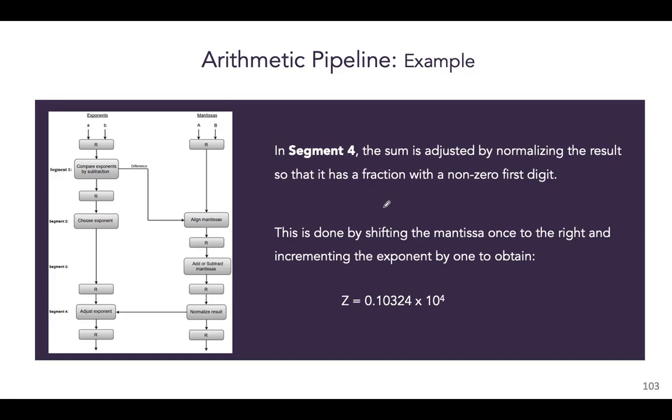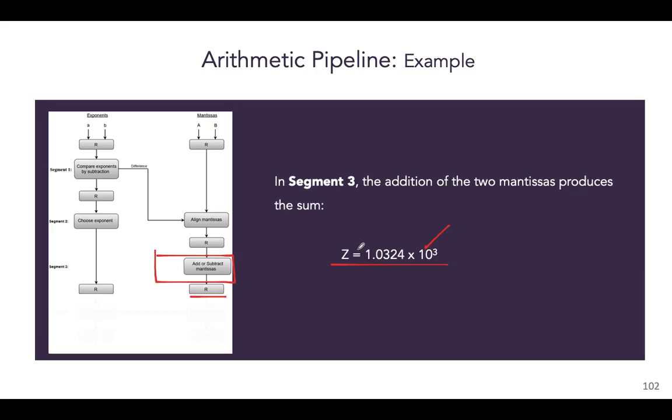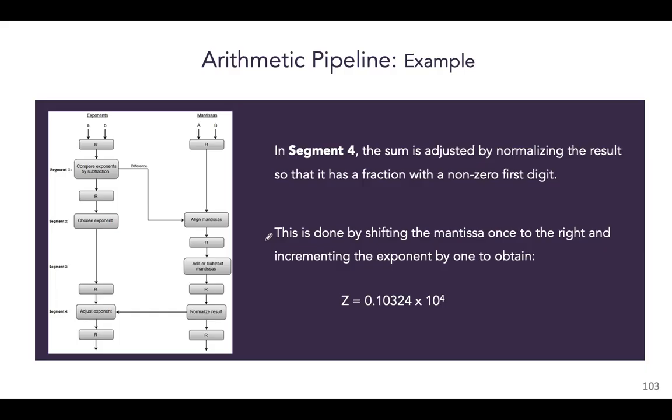Then in segment 4, the sum is adjusted. The final result you obtain, this one, is adjusted by normalizing the result so that it has a fraction with a non-zero first digit, right? So the first digit has to be non-zero. This is done by shifting the mantissa once to the right and incrementing the exponent by 1 to obtain this. Again, the same concepts that you've already done when we talked about floating point addition. This is just to show you how that operation is done using a 4-segment pipeline.